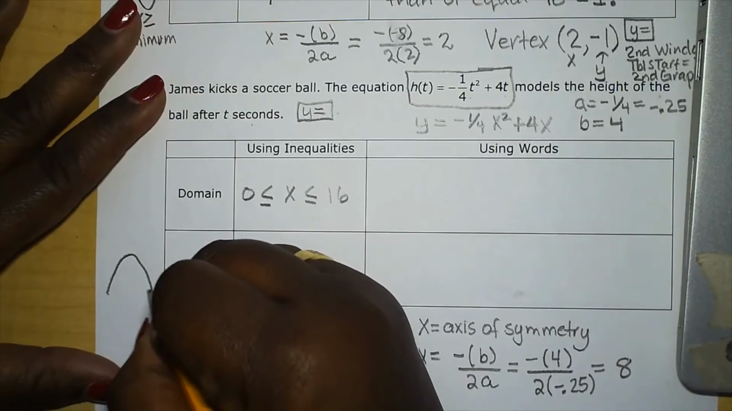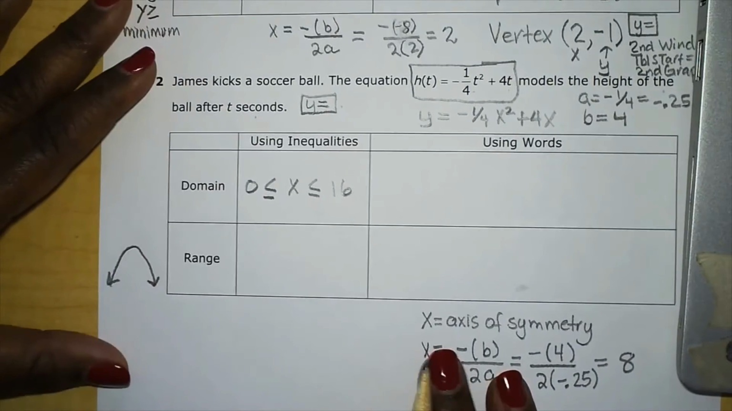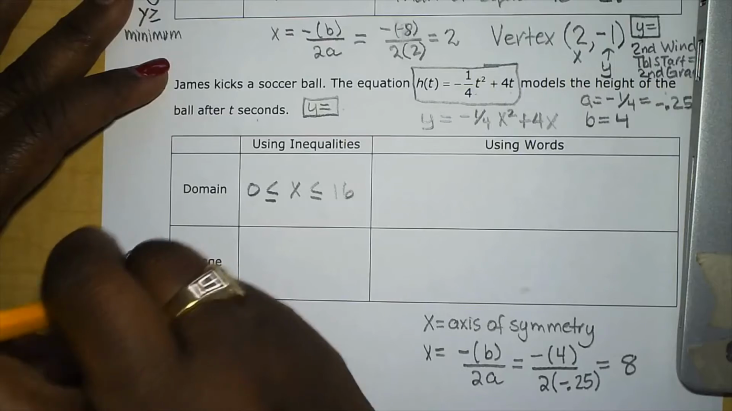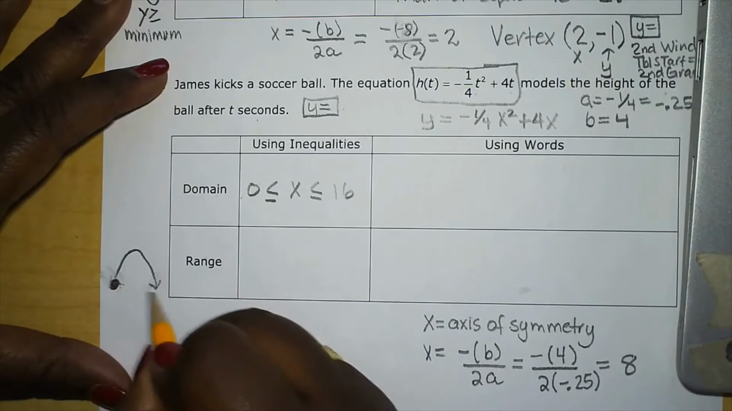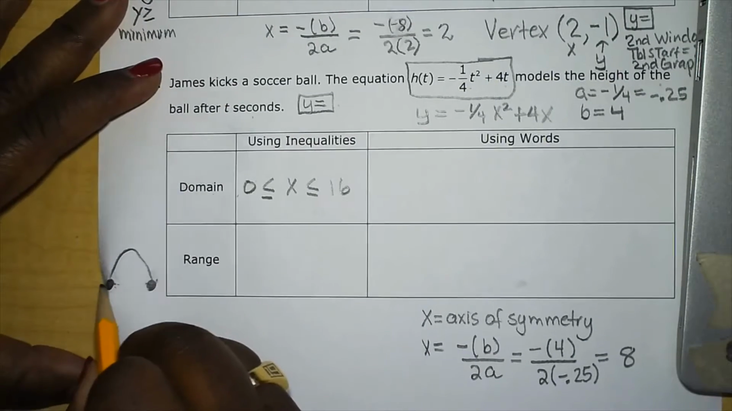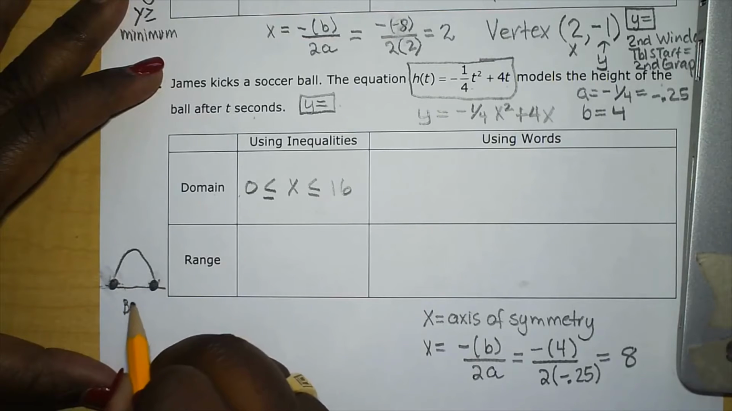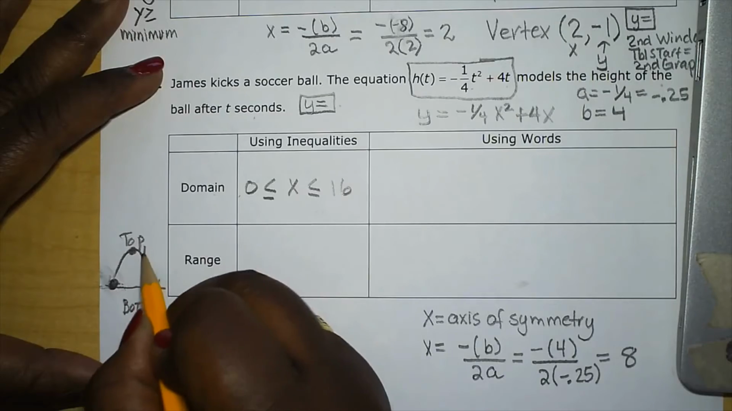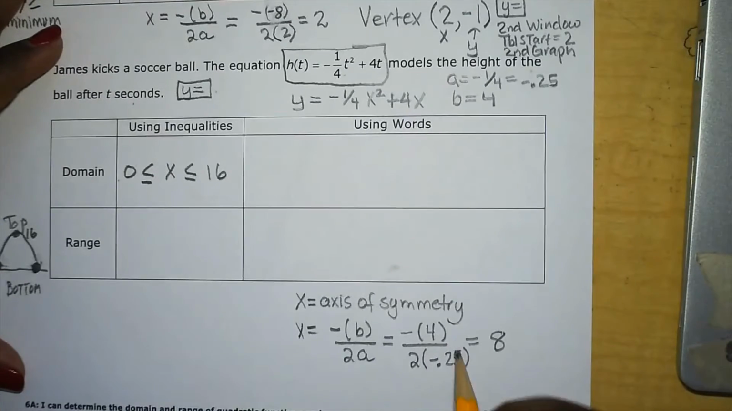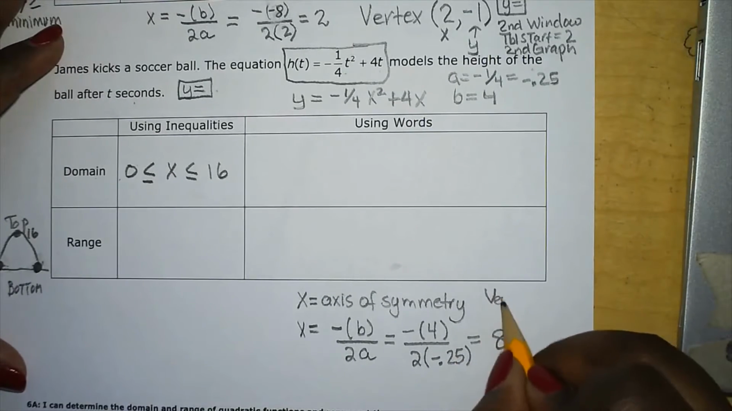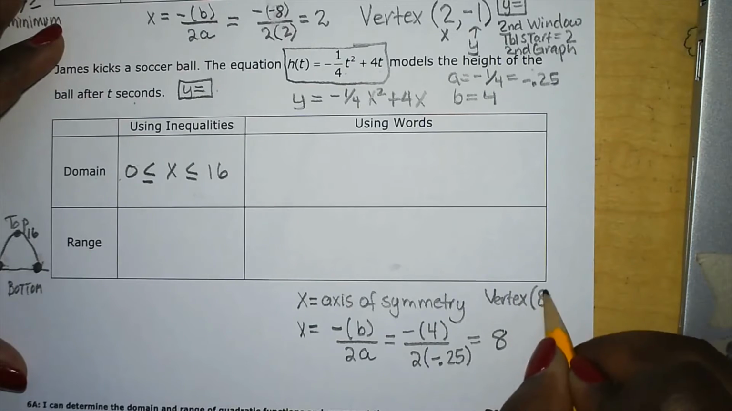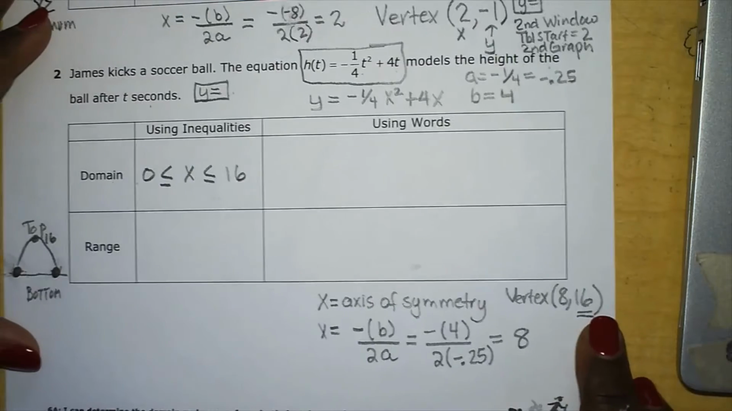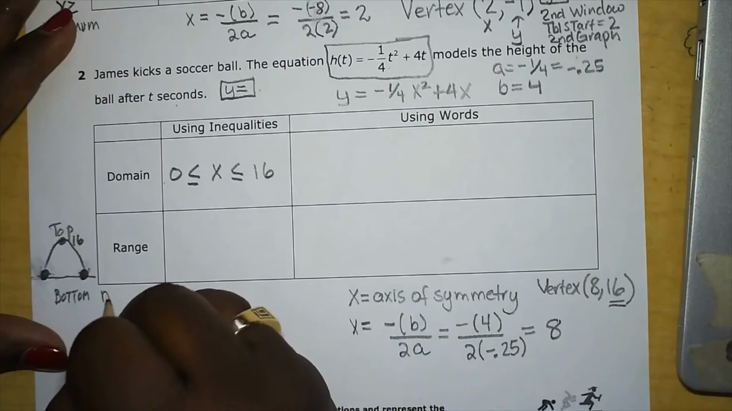So we know the ball goes like this. When the ball goes like this, it has 2 boundaries. It doesn't just keep going, it stopped on the ground. So we're going to put a dot here and a dot here. In this case, we have a bottom and we have a top. Now top was at 16, so we know our vertex is located at (8, 16). That's my top value for y. That's my maximum, because this is a maximum.